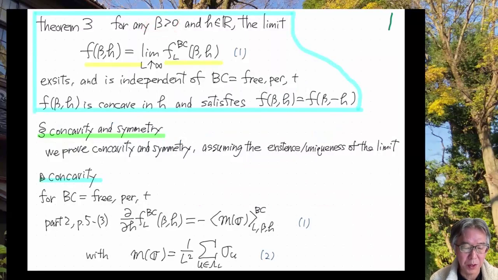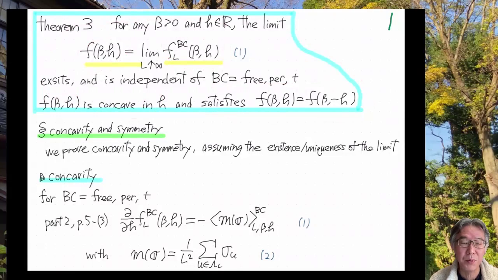For any inverse temperature beta and any magnetic field, the limit in which we fix beta and h and let the system size L go to infinity does exist. And also this limit is independent of the choice of the boundary conditions. As I stressed before, this finite volume quantity does depend on the choice of boundary condition, but in this limit it does not. And we can also prove that this f is concave in h and satisfies this symmetry. So this theorem means that we do have some thermodynamically meaningful quantity, which is well defined from statistical mechanics.